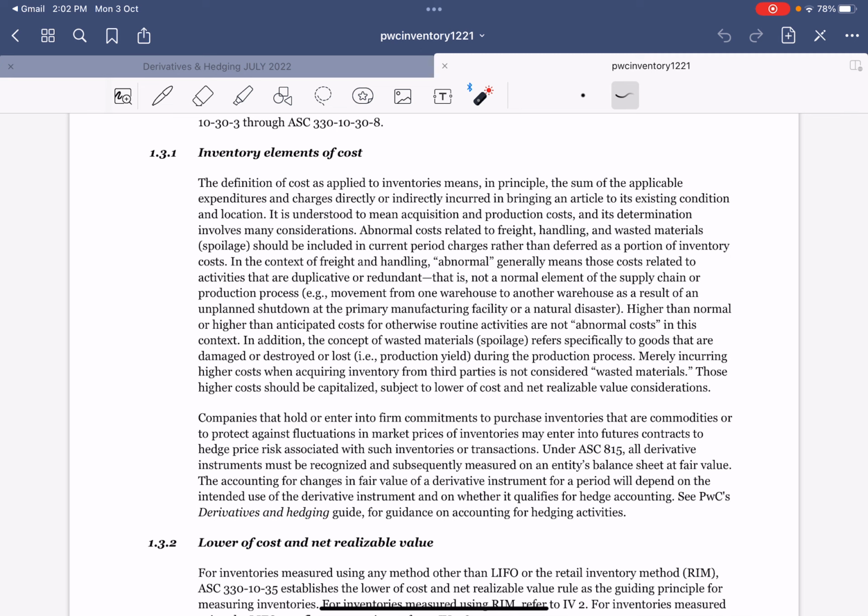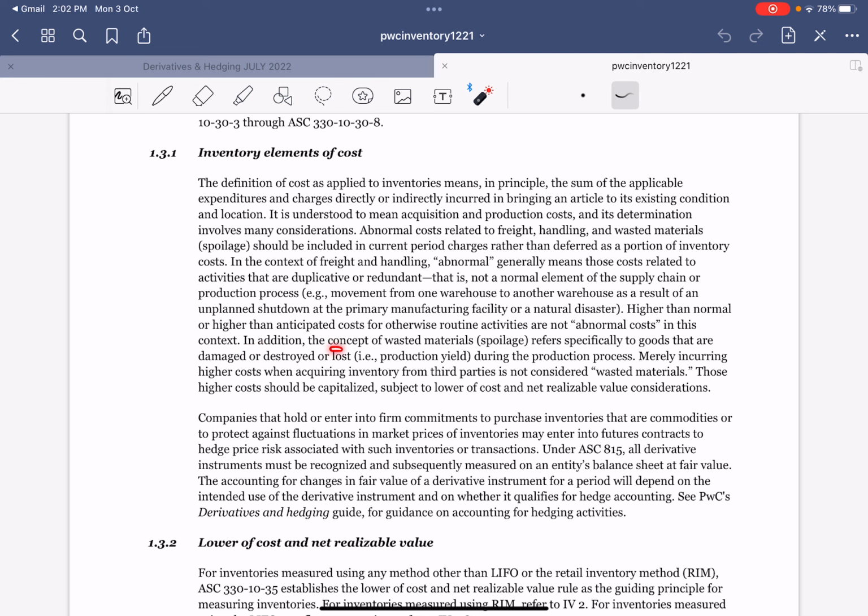For example, movement from one warehouse to another as a result of an unplanned shutdown at the primary manufacturing facility or a natural disaster. These are abnormal activities. Higher than normal or higher than anticipated cost on otherwise routine activities are not abnormal costs in this context.